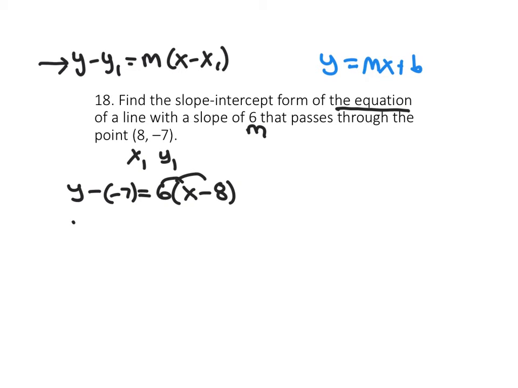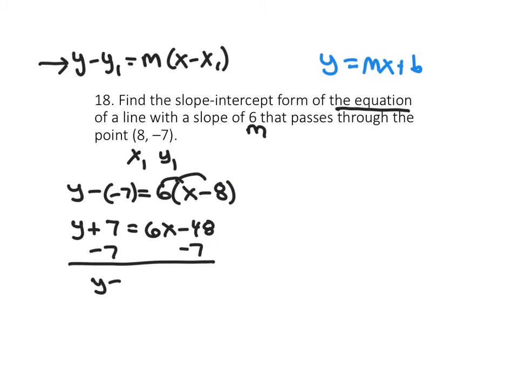Distribute the 6. Notice that minus -7, I can rewrite this as y plus 7. Distribute 6, that's 6x minus 48. And I need to subtract 7 from both sides. y equals 6x minus 55.